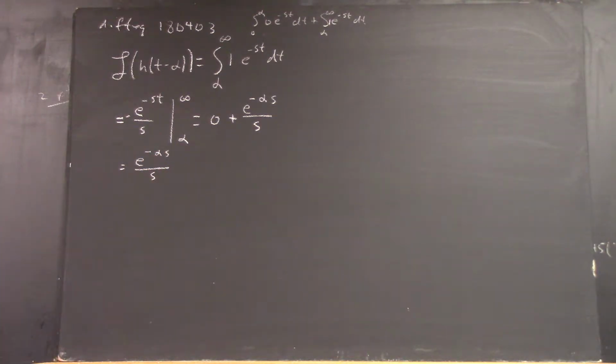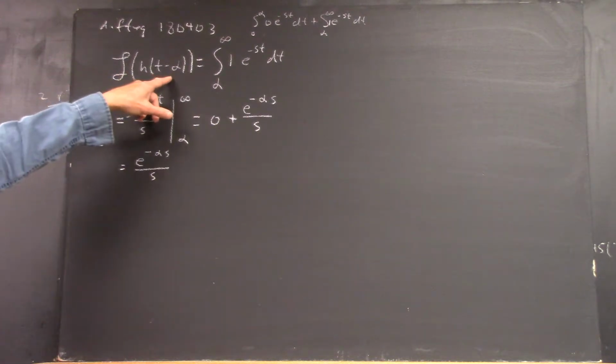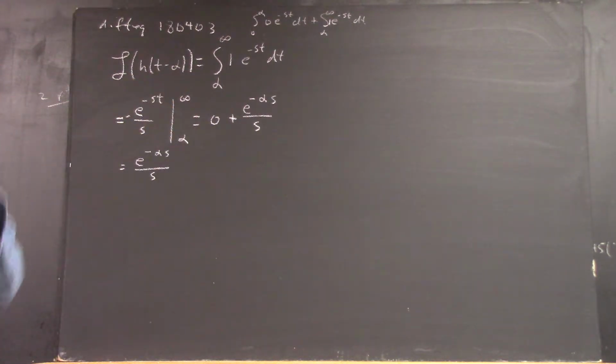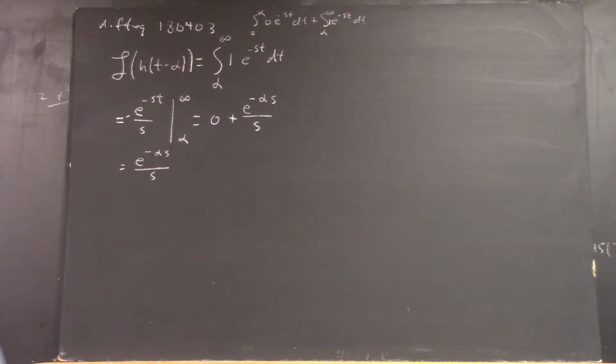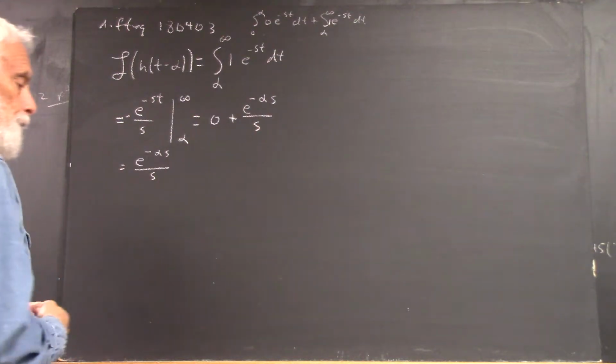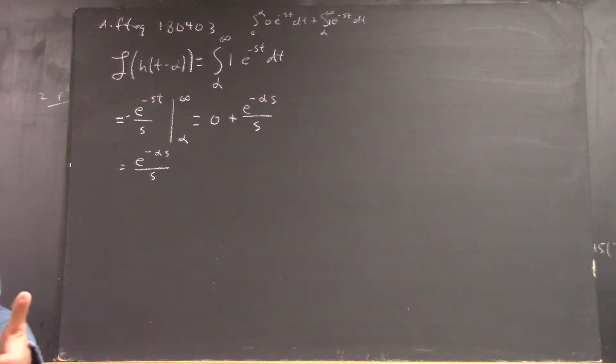So that's it. That's the Laplace transform of h of t minus alpha. Now, you're probably still wondering what good this is. So the next question is, how could you combine two different Heaviside functions?